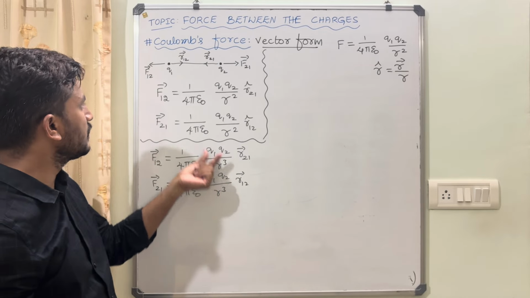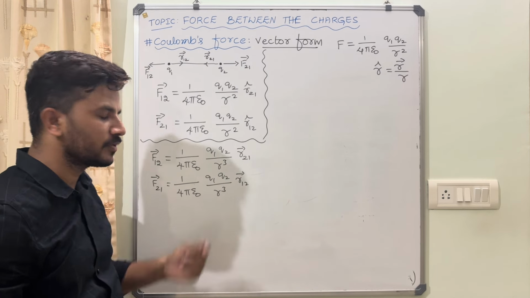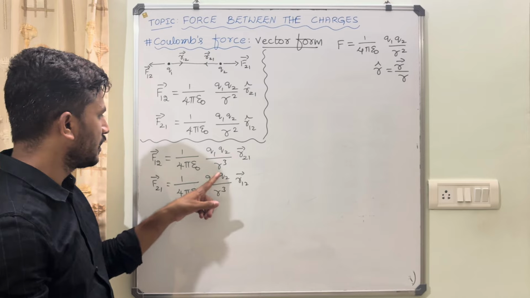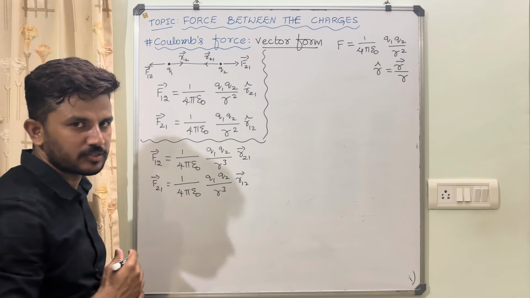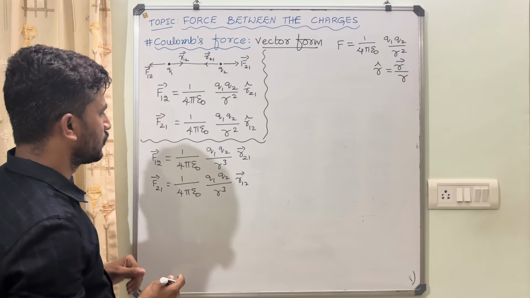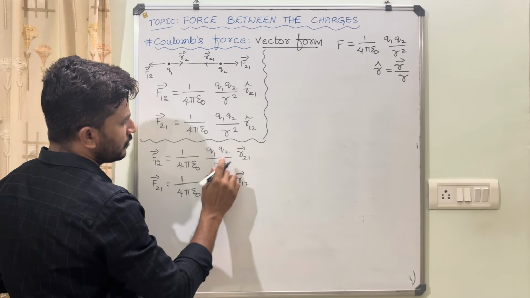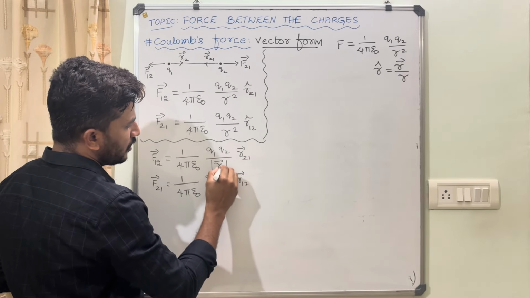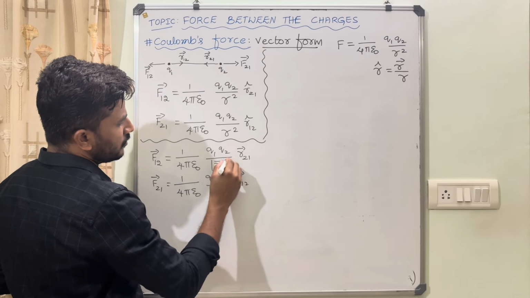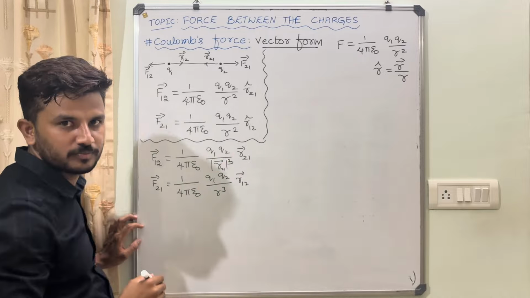So r is the distance between 1 and 2, or 2 and 1. It is the magnitude, that's why I have written it as r12. You can write r21 here also. Or you can write it like this also: magnitude of r21 whole square or whole cube.